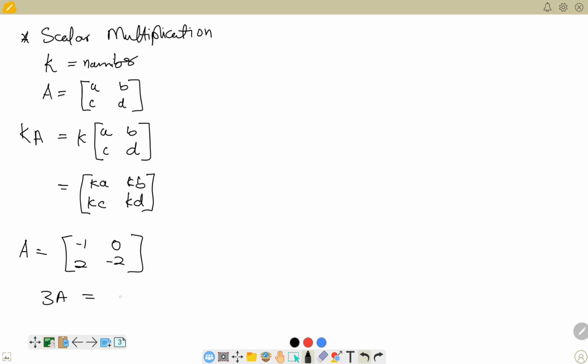negative 2, then 3A is going to be what? It's just going to be 3. We put a 3 outside, then negative 1, 2, 2, negative 2. Then we multiply throughout by 3. We get negative 3, 0, 6, then minus 6. So that is straightforward.